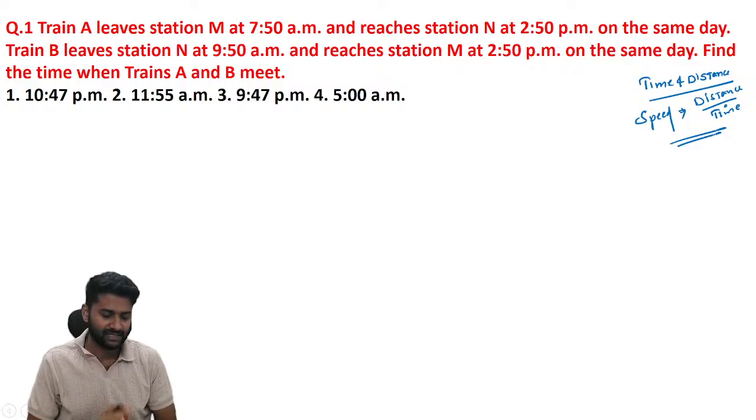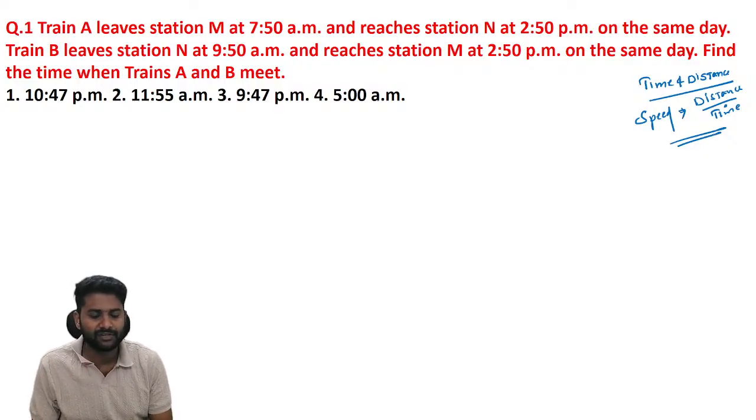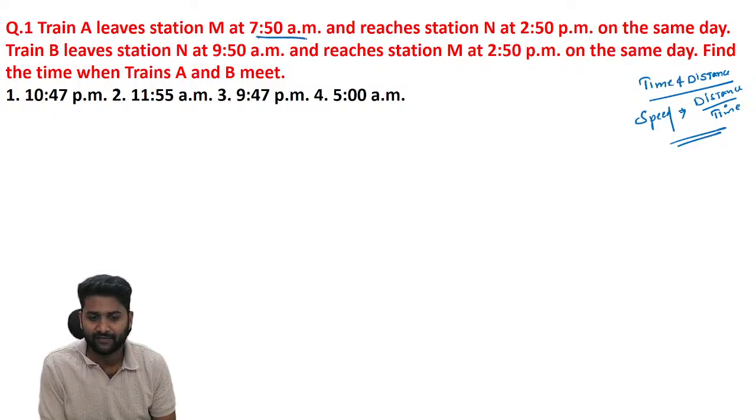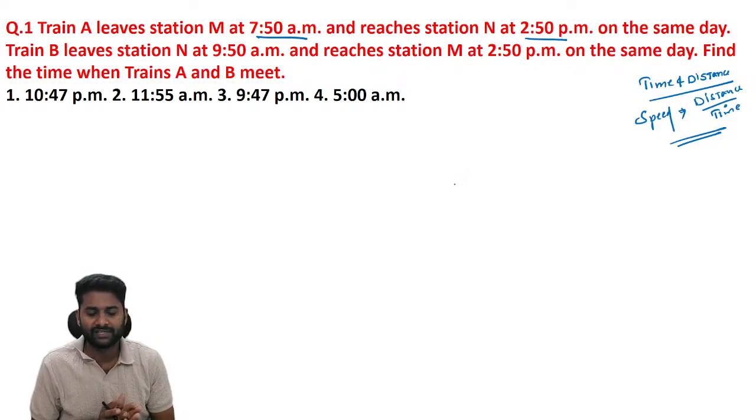Now try to understand this information. It says that train A leaves station M at 7:50 a.m. and reaches N at 2:50 p.m. on the same day. And train B leaves station N at 9:50 a.m. and reaches station M at 2:40 p.m. on the same day. Find the time at which trains A and B meet.